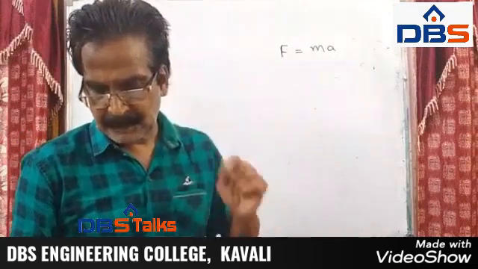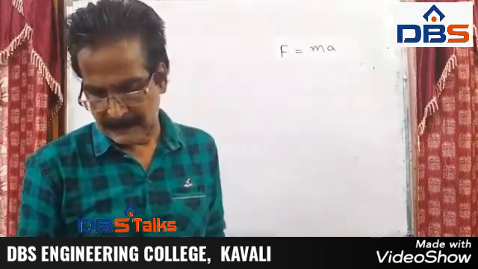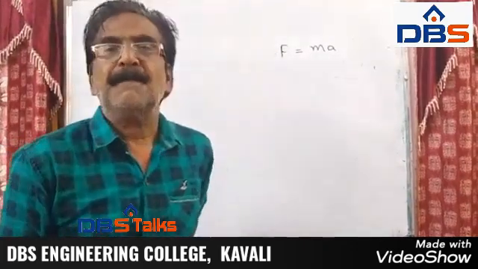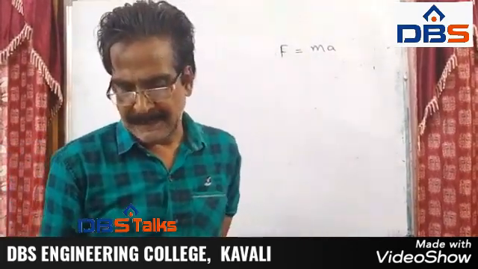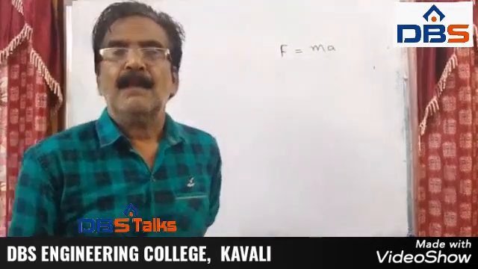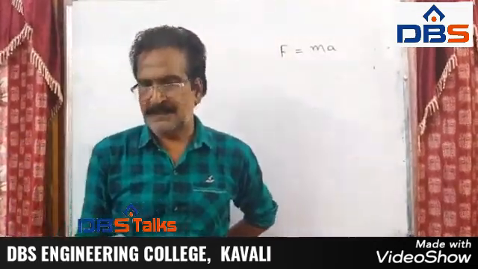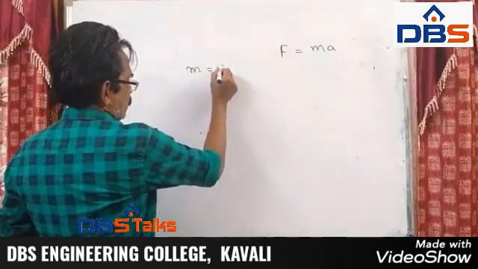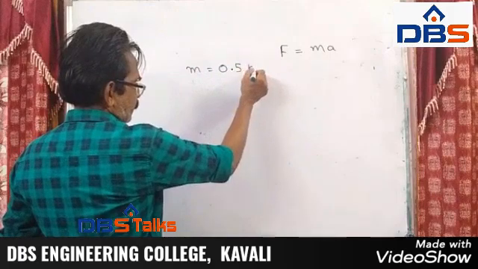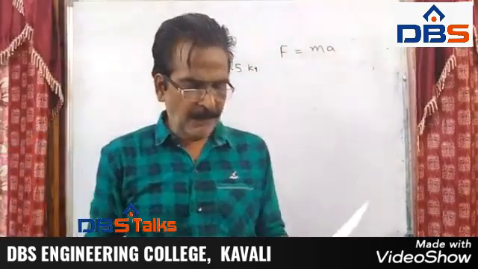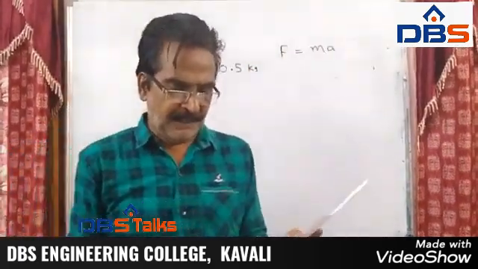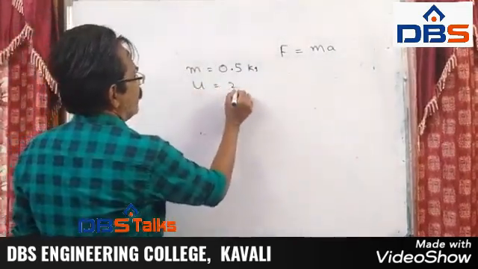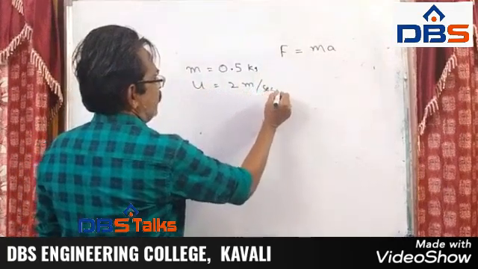See, friends, here the problem is the same kind of problem. I shall read out the problem. A ball of mass 0.5 kg is moving with a velocity of 2 meters per second. So the initial velocity of the ball is 2 meters per second.